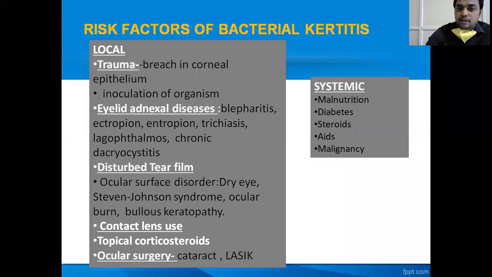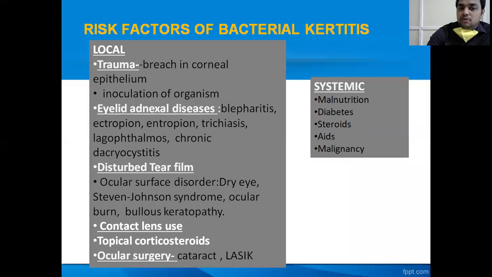Next is eyelid and adnexal diseases. Adnexa means periocular structures. It includes eyelids, eyebrows, lacrimal apparatus. Blepharitis, what is blepharitis? It is nothing but inflammation of the eyelids. Ectropion is the outward turning of the eyelid. Entropion is the inward turning of the eyelids. Trichiasis means misdirection of the eyelashes. Normally the eyelashes are directed forwards and outwards. If there is any misdirection, that is, they turn inwards, there is continuous rubbing of eyelashes over the cornea, and it leads to epithelial defects and eventually corneal ulcers.